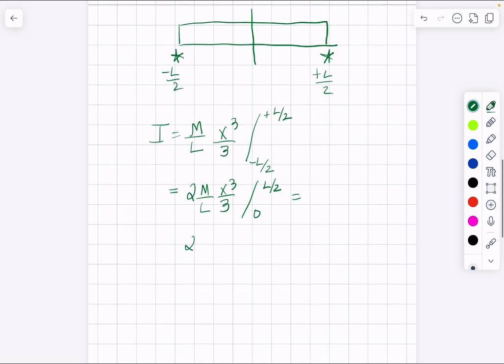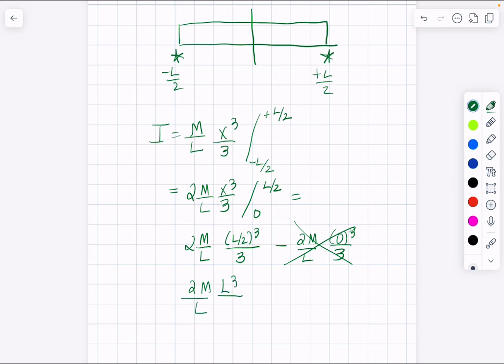So when I do this, I'm going to get 2m over L times L over 2 cubed divided by 3 minus 2m over L times 0 cubed over 3. So that's going to go to 0, and I'm going to get 2m over L, L cubed over 24, okay? And the 2 and this 12 will cancel each other. The L and this will cancel each other. And I get 1/12 mL squared.